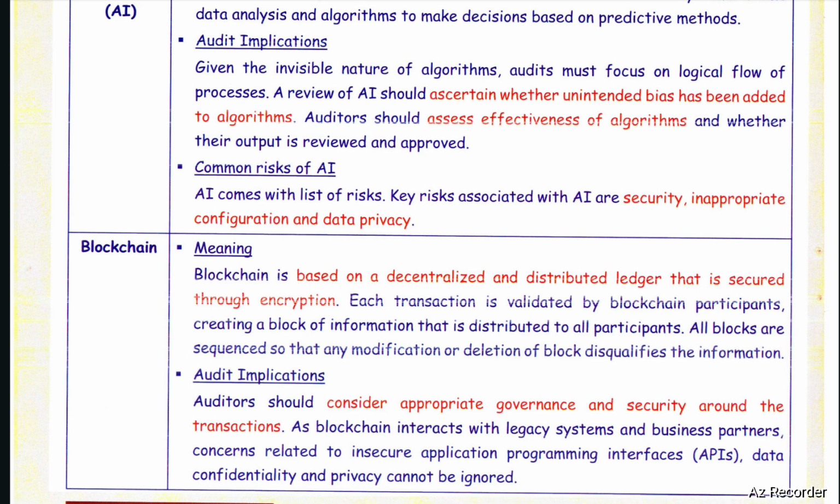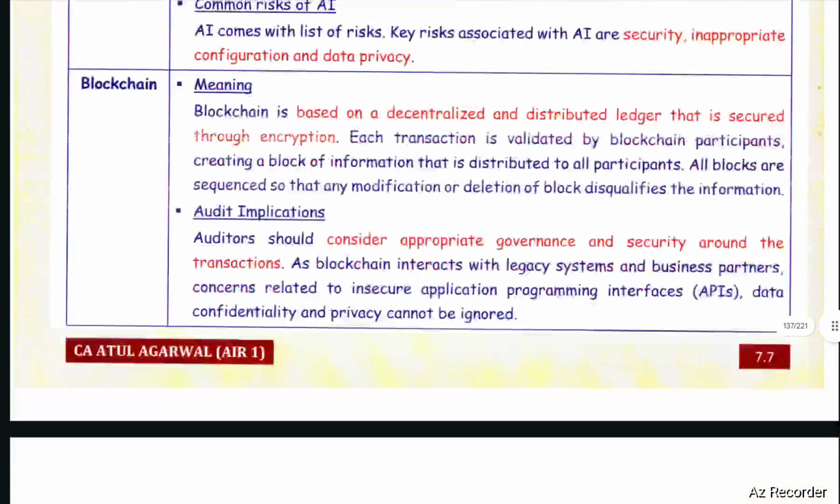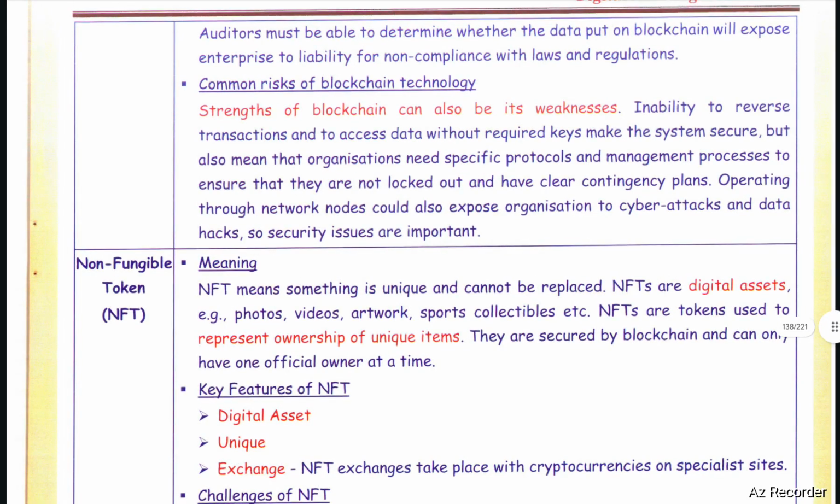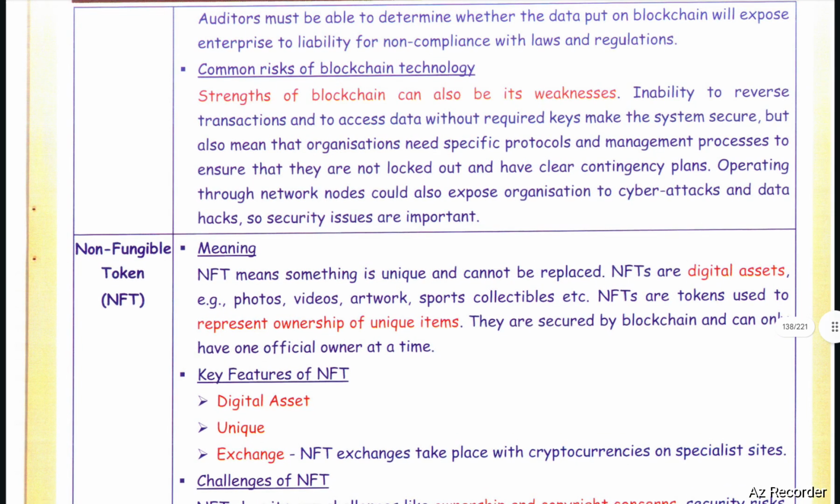All blocks are sequenced so that any modification or deletion of a block disqualifies the information. Audit implications: auditors should consider appropriate governance and security around the transactions. As blockchain interacts with legacy systems and business partners, concerns related to insecure application program interfaces, that is APIs, data confidentiality, and privacy cannot be ignored. Auditors must be able to determine whether the data put on blockchain will expose the enterprise to liability for non-compliance with laws and regulations.